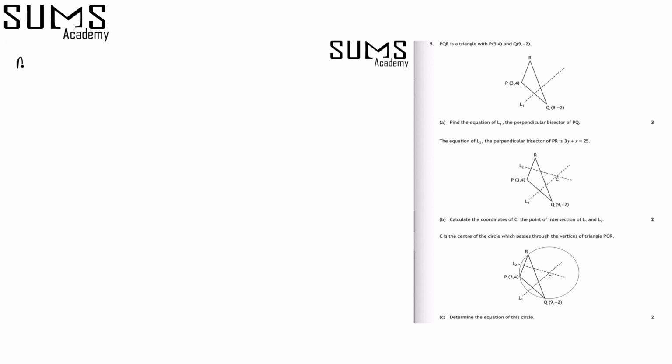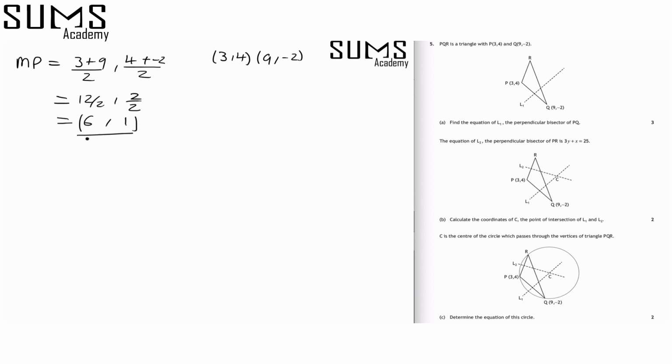So we're going to find the midpoint, using the coordinates (3, 4) and (9, -2). So our midpoint is just going to be (3 plus 9) over 2, and (4 plus minus 2) over 2, which is 12 over 2, and 2 over 2, which is (6, 1). Alright, so that's our midpoint there.